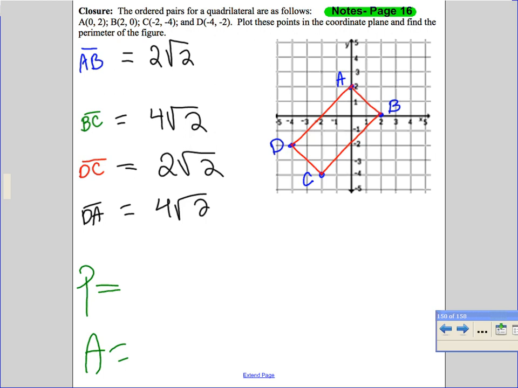So I'm going to label these real quick. On our quadrilateral, both of these sides are 2 square root of 2, and both of these sides are 4 square root of 2. Steve? Square root of 0. Okay, let me do one of them for you. Did you use the formula correctly and do square root of x2 minus x1 squared plus y2 minus y1 squared?